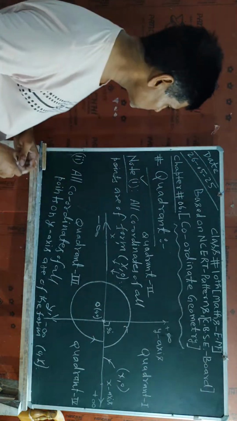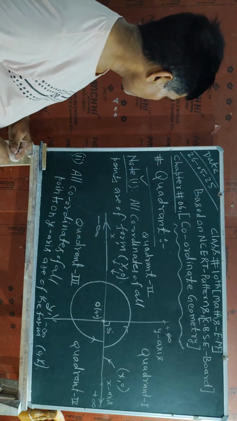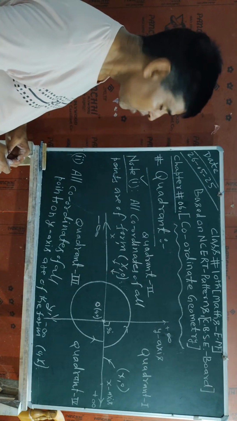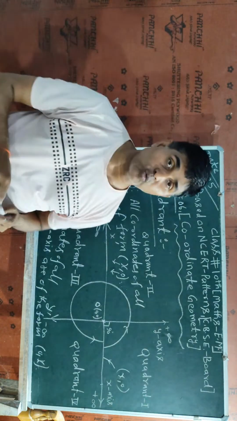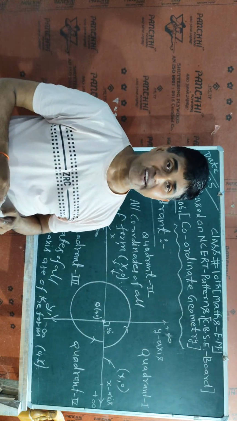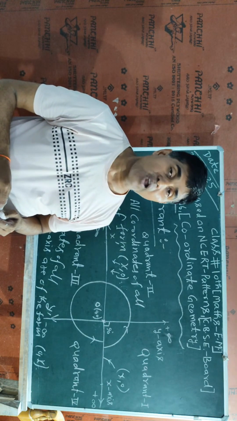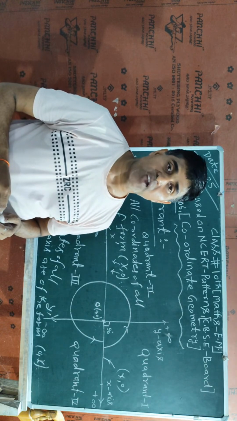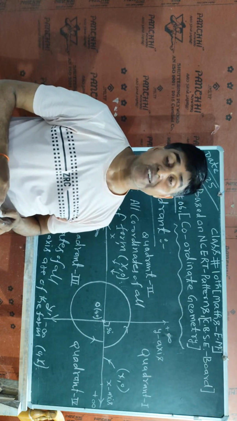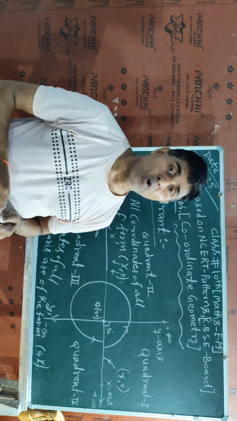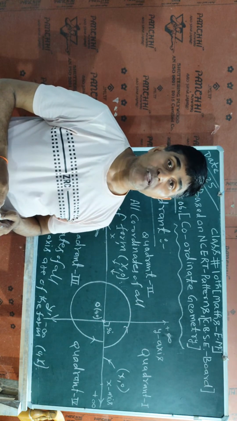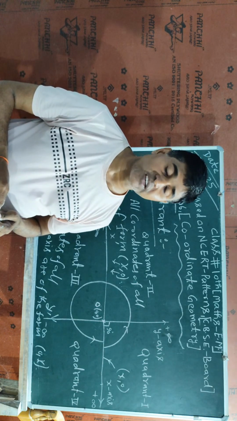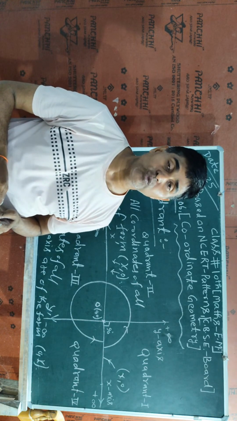All coordinates of all points on the x-axis are of the form x comma 0. It means that the ordinate value will be 0 for each and every point on the x-axis. This is the important information I wish you to remember.